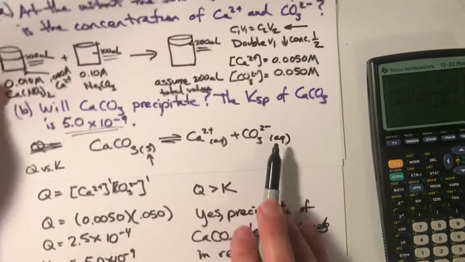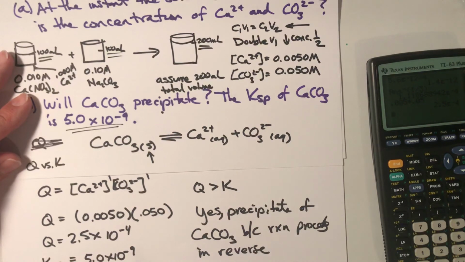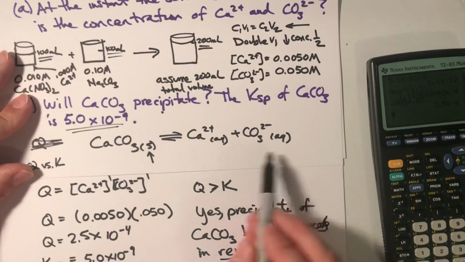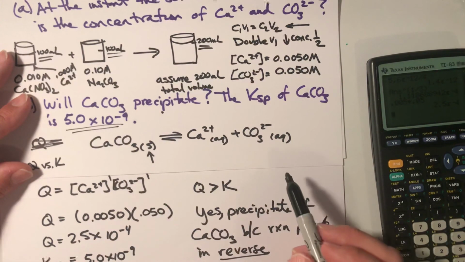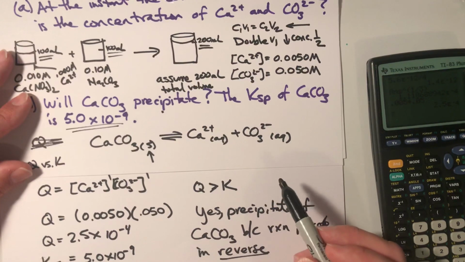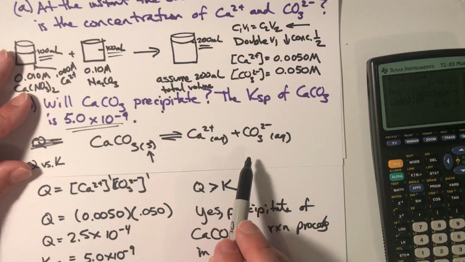Then we're going to do the solubility reaction and do a Q versus K calculation. If Q is greater than K, the reaction proceeds in reverse, and in this case, reverse means precipitate. If the reaction were to go in the forward direction, we would not observe a precipitate at all. It would mean that the concentrations were not large enough for the solution to be saturated.